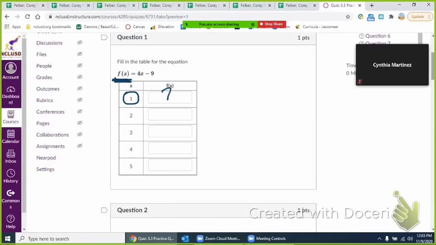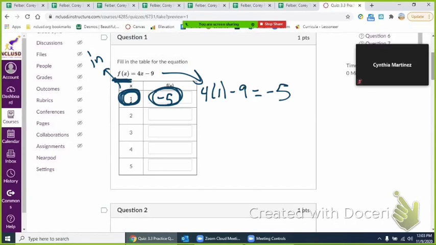If we try that, if I plug 1 in for x, this is what my equation would look like: 4 times 1 minus 9. 4 times 1 is 4, minus 9 is negative 5. So what that means is when we plug in 1, that's when 1 is x, we get out negative 5. Remember, the left side is always the inputs, the right side is always the outputs. All you're doing is plugging it in for x.